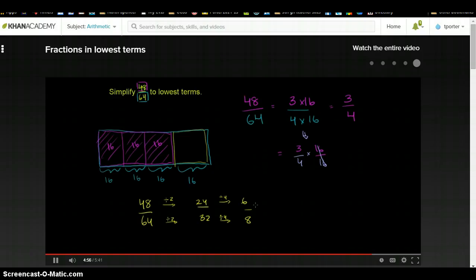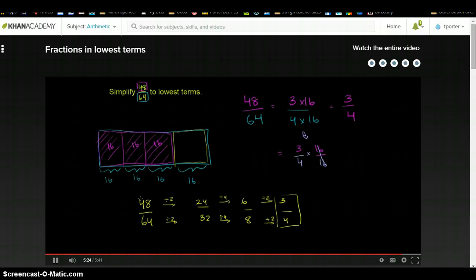And these are both divisible by 2. If you divide the numerator by 2, you get 3. You divide the denominator by 2, you get 4. And so this is the simplest possible terms, because 3 and 4 share no common factors greater than 1. So we're in lowest possible terms. However you want to do it, the fastest way is to say, hey, 16 is the biggest number that goes into both of these. Divide both by 16, you get 3 over 4.